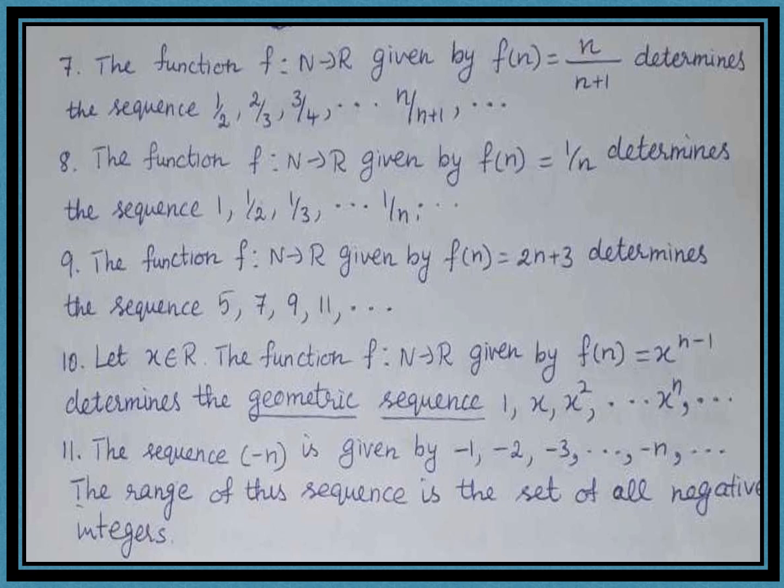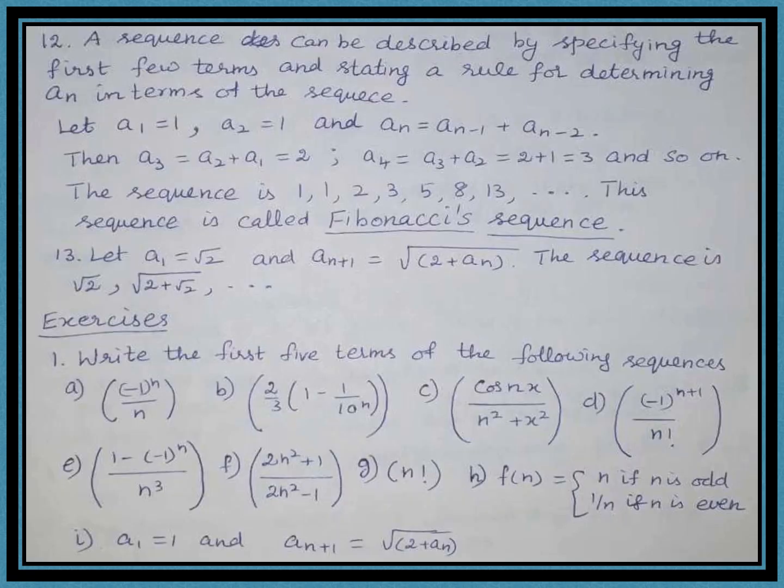The next sequence is the sequence minus n. So we are given the sequence minus n. Naturally, we will put n values as 1, 2, 3, etc. So we will have minus 1, minus 2, minus 3, etc., minus n, etc. So the range of this sequence is going to be the set of all negative integers. This is an interesting example.